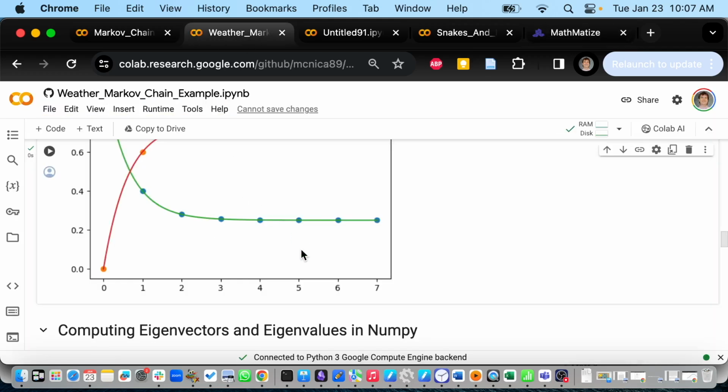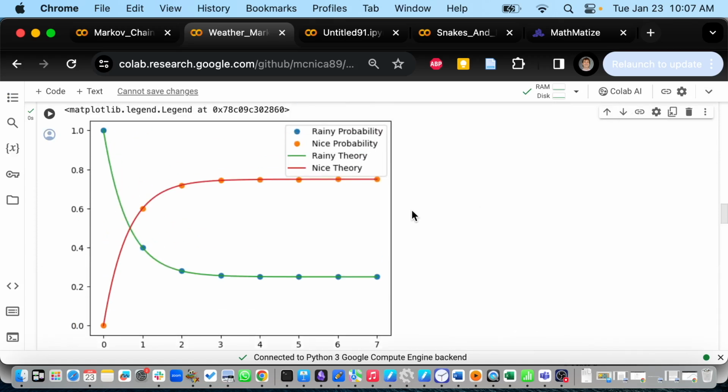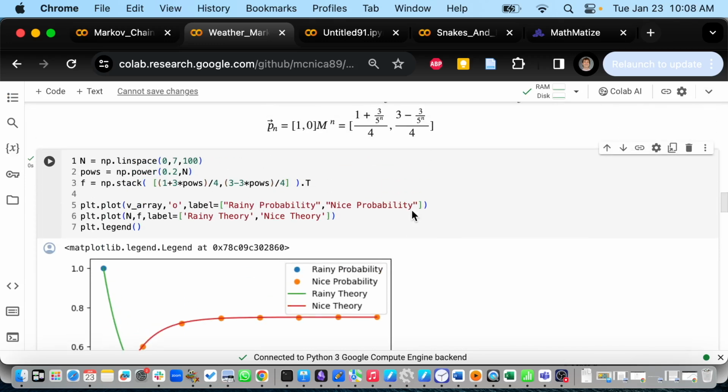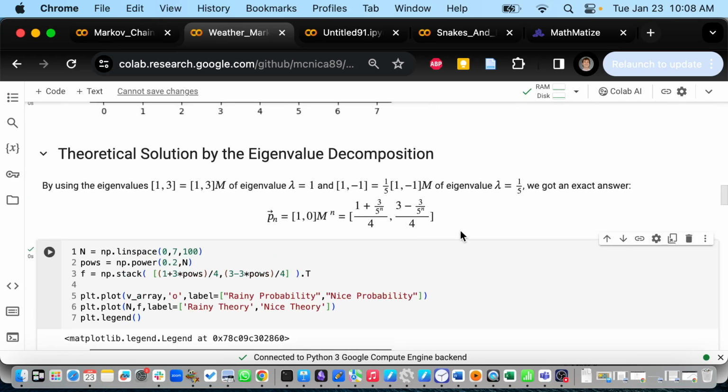This is the weather matrix situation from last time. So last time I got this solution. The dots are by doing powers of the matrix, and the lines were from our theory, and that was this formula that I got last time. So 1 plus 3 over 5 to the n, 3 minus 3 over 5 to the n.